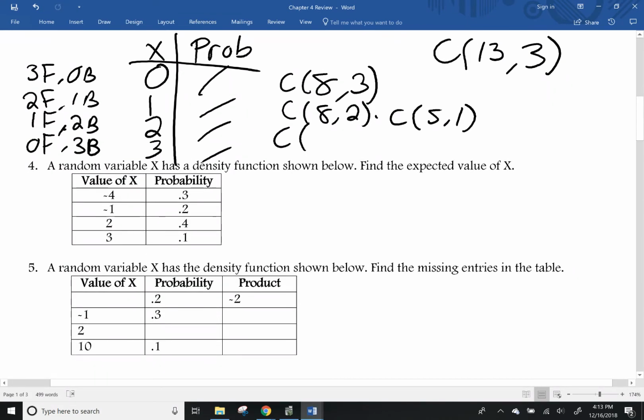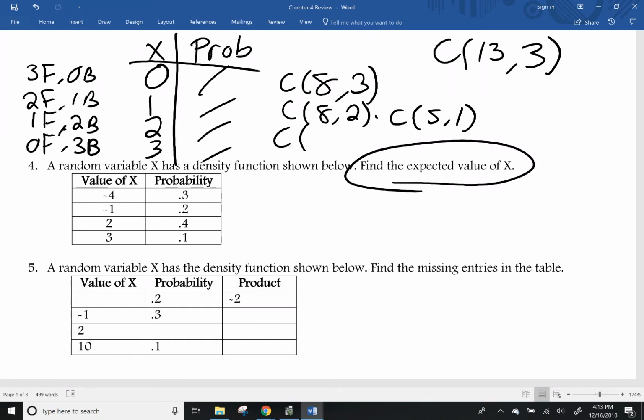So number 4, find the expected value of x. So expected value is simply, it's kind of like the average for this table. It's like finding average in a way.